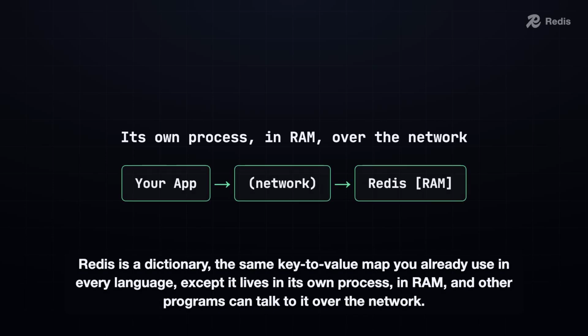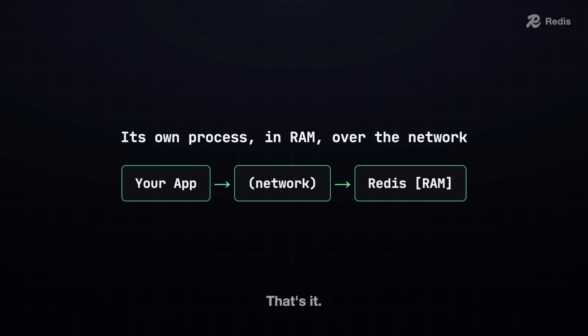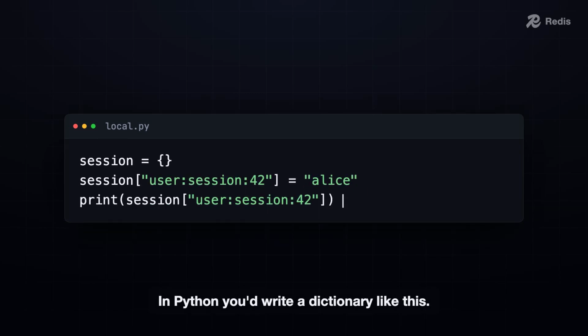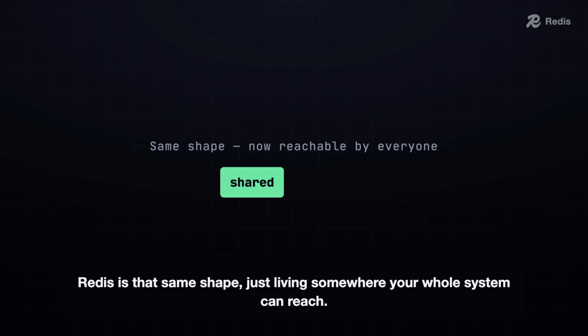Here's the whole thing in a sentence. Redis is a dictionary, the same key-to-value map you already use in every language, except it lives in its own process in RAM, and other programs can talk to it over the network. That's it. In Python, you'd write a dictionary like this. Redis is that same shape, just living somewhere your whole system can reach.